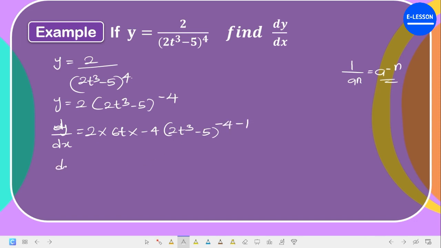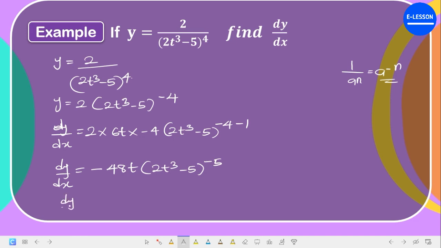Finally, your answer dy/dx would be equal to 2 times 6t^2 times minus 4. 2 times 6 is 12, and 12 times minus 4 is minus 48t^2, times the bracket (2t^3 minus 5) raised to the power of minus 4 minus 1, which is minus 5. And that is the solution to this question.